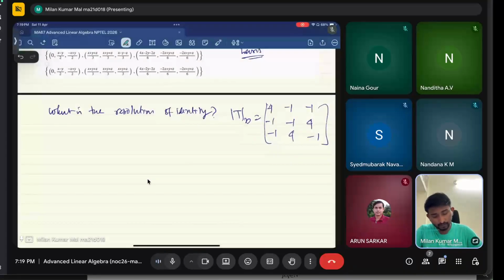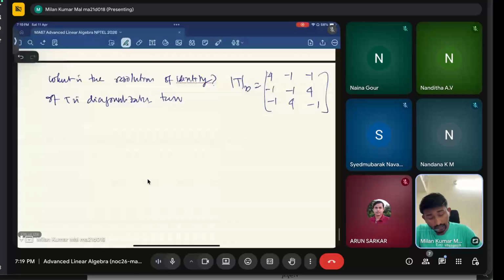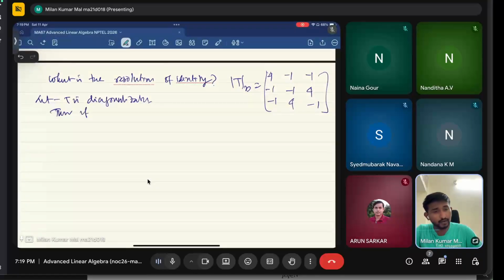If T is diagonalizable, then let C1, C2, C3 be the distinct eigenvalues. There can be 3 distinct eigenvalues at maximum.